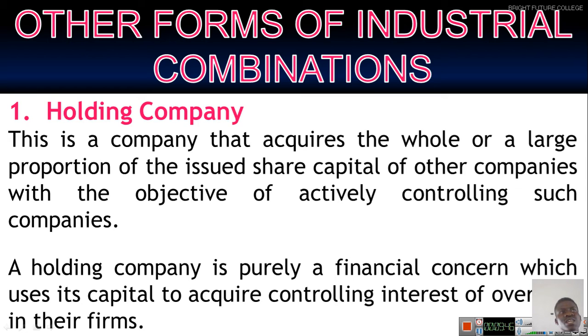So if company A buys over 51% of the issued share capital of company B, it means that company A is automatically the parent or the holding company to company B, while company B is the subsidiary of company A. So that's what happens in a holding company. A holding company buys over the controlling interest of another firm. That's 51% of its issued share capital, which makes it have a controlling interest in that firm.